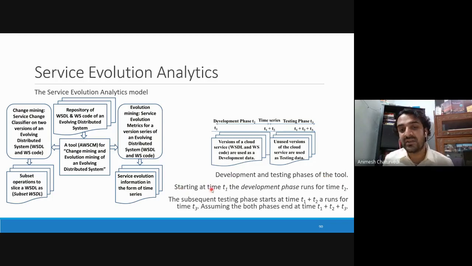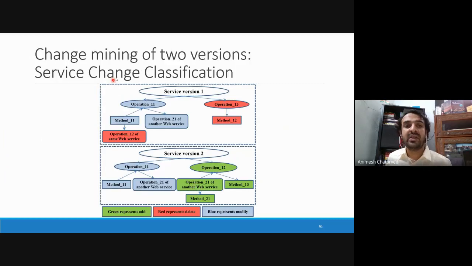Starting at time T, the development phase runs till time T1. Then the subsequent testing phase takes place from T1 to T1 plus T2, and that would run for time T3, which is the testing time. We assume that both phases take at least T1 plus T2 plus T3 time. Then the change mining for the two versions.